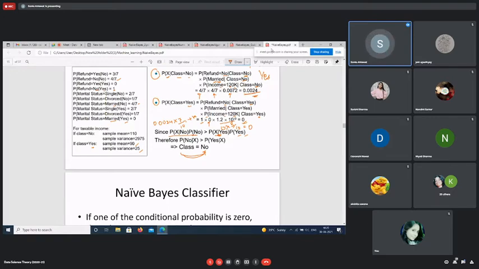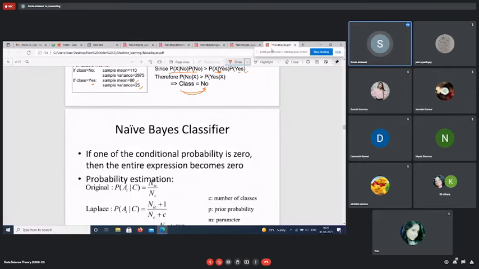कौन सी class में पहुंच गया है? No class. So we identify like this by comparison. So it simply says if one of the conditional probabilities is 0, then the whole expression is equal to 0. That we know that.